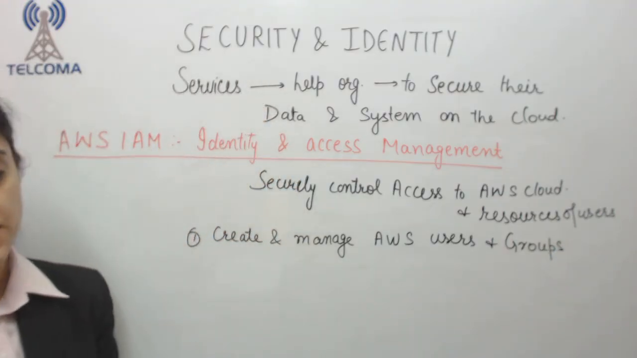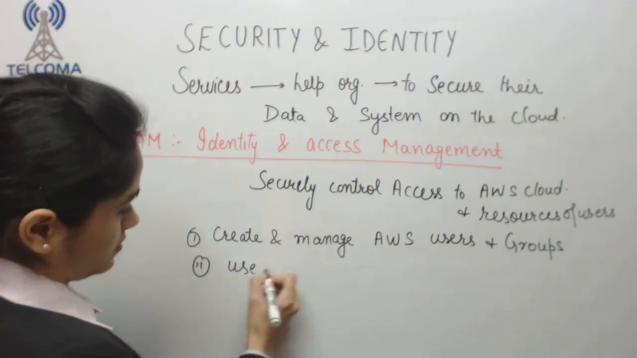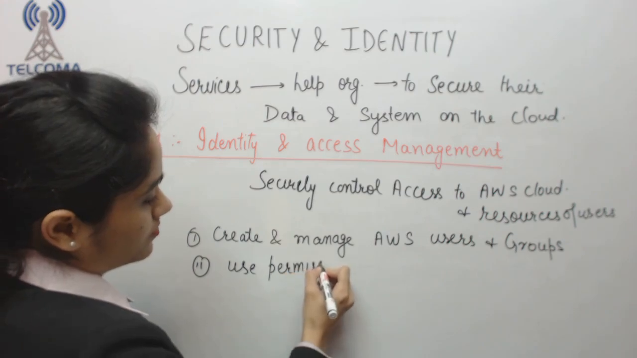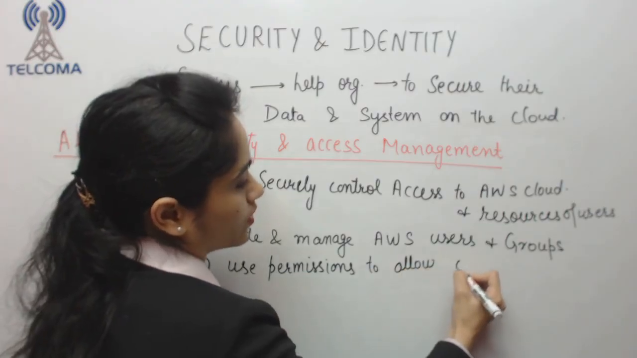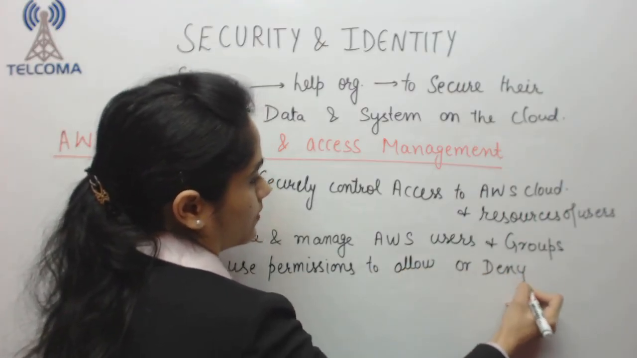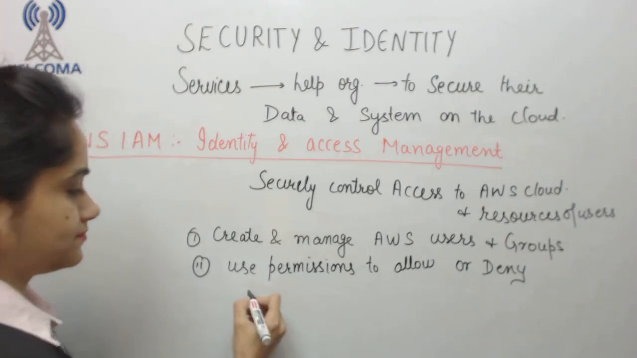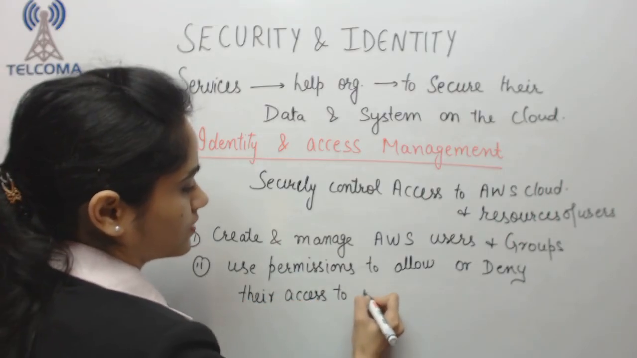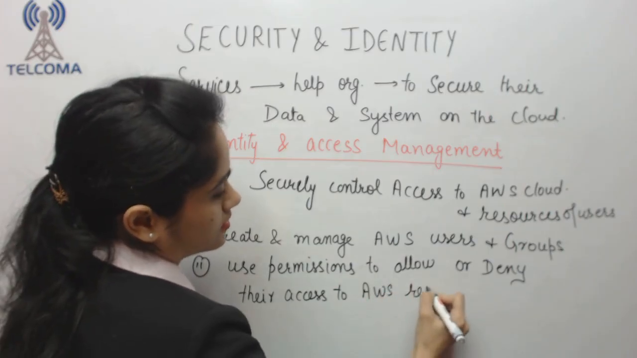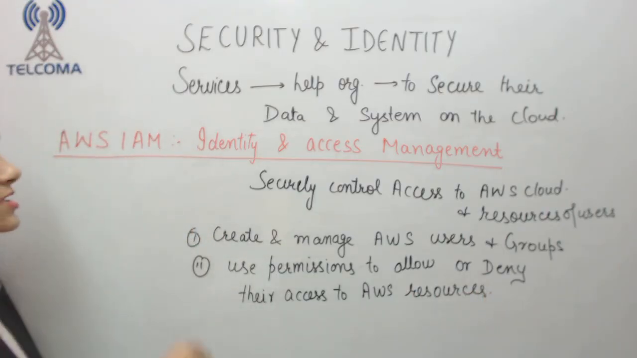Now we can use various permissions to allow or deny their access to AWS resources. This is the function of the very first service, which is IAM, Identity and Access Management.